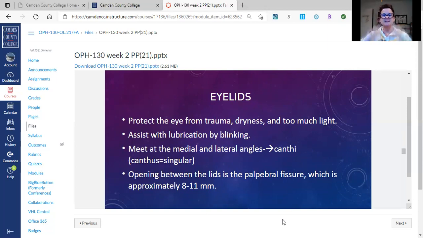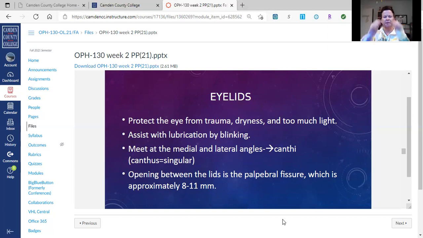The eyelids meet at the medial and lateral angles called canthi, or the canthus. So, this is the medial canthus, the lateral canthus. Plural is canthi. And the opening between the lids is the palpebral fissure, which is approximately anywhere from 8 to 10 millimeters in height. So this opening, the widest part of this opening, I'm not going to measure it over here or over here. I'm going to measure it right at the widest part of the opening between the upper lid and the lower lid.